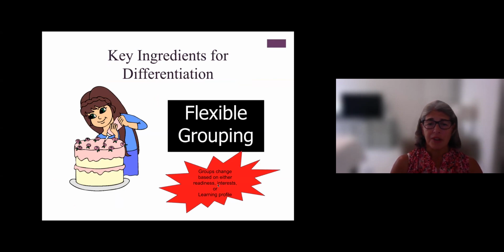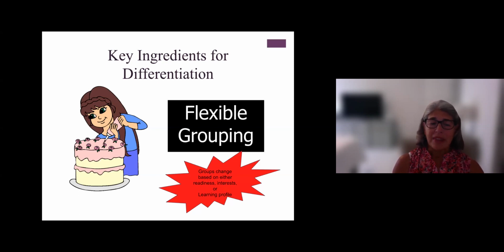Another key ingredient for differentiation is flexible grouping. This means that you're going to use groups, but groups are going to change. And we change groups based on maybe their readiness. Maybe some students are ready to learn something at a higher level than others. Maybe some students really need to review some things that are below grade level, and that would be readiness. Or I might group students based on their interests, and you could go into the group based on whatever you were interested in. Or learning profile, meaning your thinking style or your personality or any of those things.